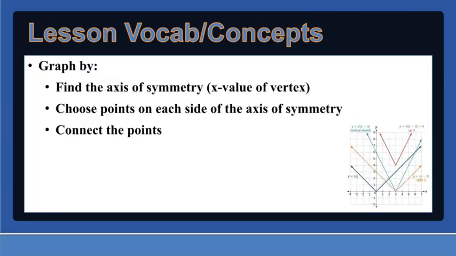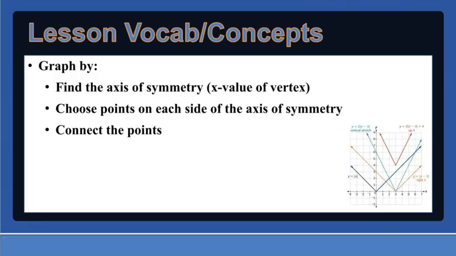So how can we graph? The first thing we want to do is find the axis of symmetry, which is going to be the x value of the vertex. Now, if that is difficult for you, then all you have to do is just put some numbers in for x and y. Put numbers in for x into the function to find what your y coordinate would be, and then you could start plotting them and you can see where it changes direction.